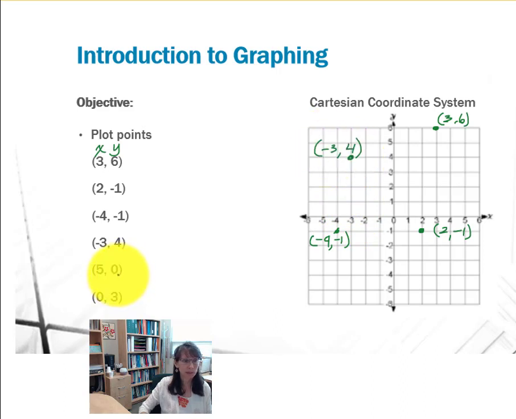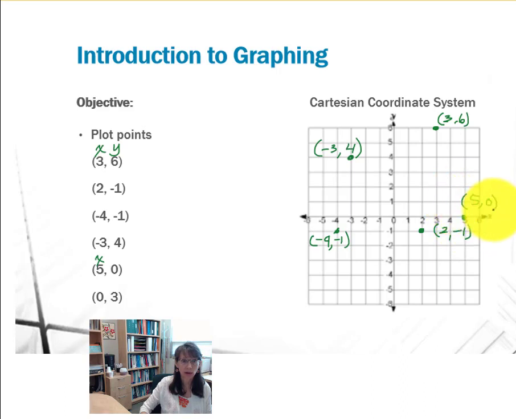5, 0. Be careful here, starting at the origin. 5 is in the x value place. So go 5 units positive for x. And if y is 0, we don't move anywhere else. We're sitting right there on the x-axis.